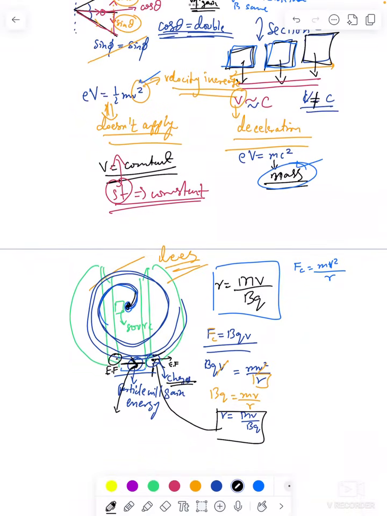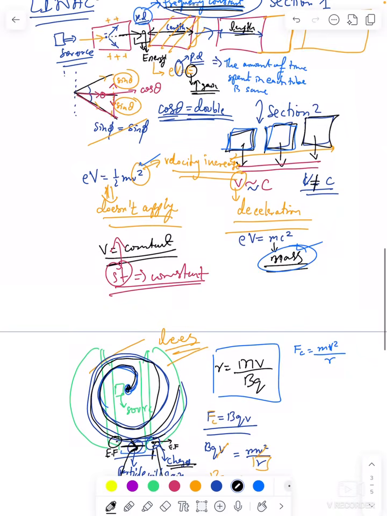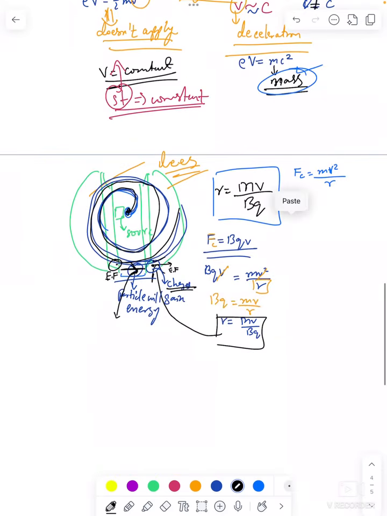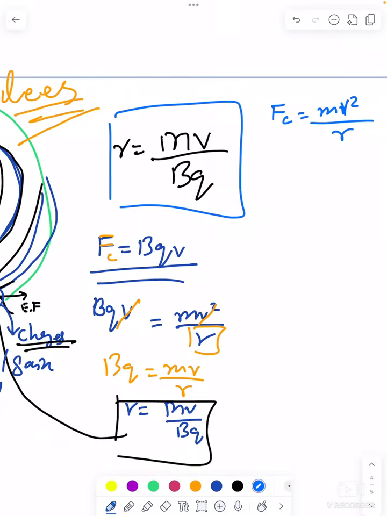And this is the only thing about the magnetic field. For the electric field, it's the same as when we talk about the Linac, with some differences. Here we don't have tubes. We have a single D, which is accelerating the particles in a circular motion. So if there's an increase of radius, this causes the velocity to also increase. Because of the increase in radius, there's an increase in velocity.